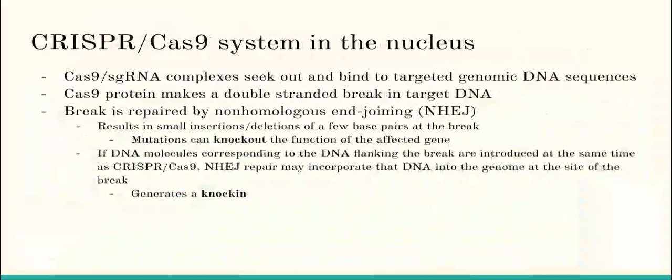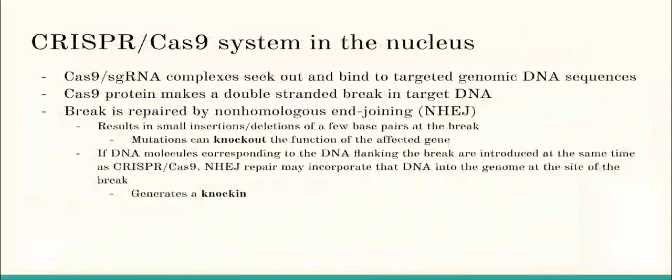CRISPR-Cas9 system in the nucleus. Once in the nucleus, Cas9 sgRNA complexes seek out and bind to targeted genomic DNA sequences. The Cas9 protein then makes a double-stranded break in the target DNA that has been located by the sgRNA. The cell then responds by repairing this break by non-homologous end joining. This can result in small insertions or deletions of a few base pairs at the break. These mutations can thereby knock out the function of the affected gene.